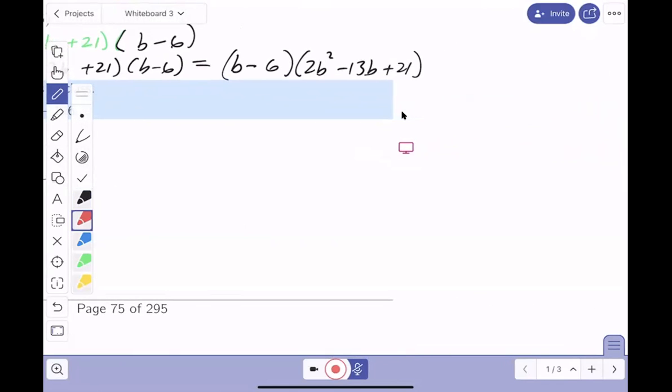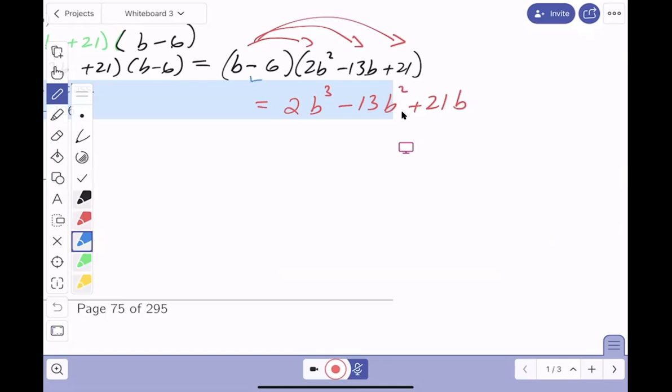All right, and I'm going to push this to the side. I want to go through this. So this b is going to be distributed across these three terms. Let's do that. You get 2b cubed minus 13b squared plus 21b. All right, let's do the next one, which is going to be this minus 6 across these three terms, right? You don't have to put the arrows in, by the way. So what do you get? Minus 12b squared plus, well, 6 times 13, that's 60 and 18, that'd be 78b.